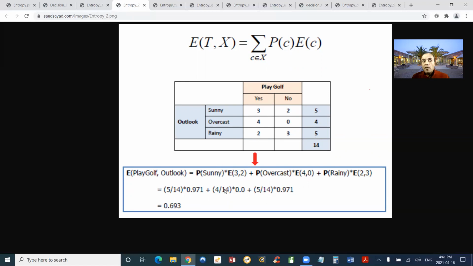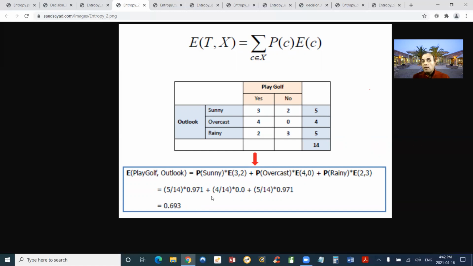So I do have these fractions behind the calculation that we are going to do in a moment. Then we have the entropy of 3 and 2. Remember the way we calculated that. 3 and 2, we are going to say 3 divided by 5 and 2 divided by 5. So 3 and 2 is 5. So it's going to be 3 divided by 5, 2 over 5. 4 divided by 4, 0 over 4. 2 divided by 5, 3 divided by 5. So we are going to calculate the entropy, and when we calculate them, we get 0.693.